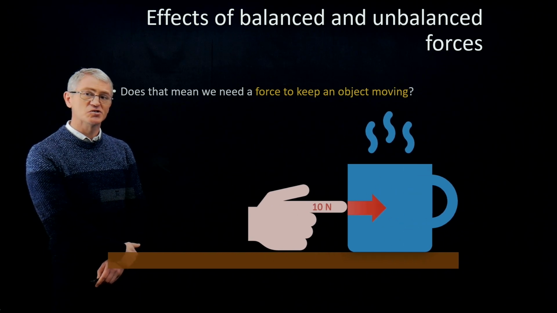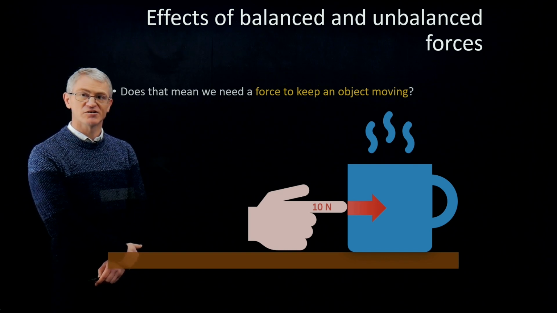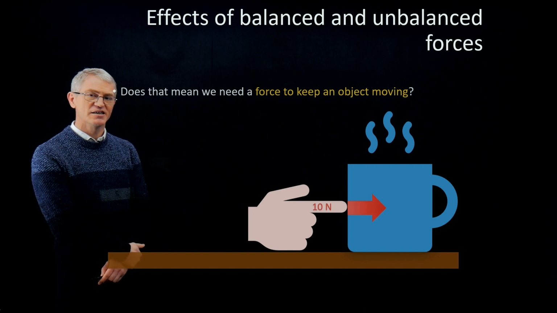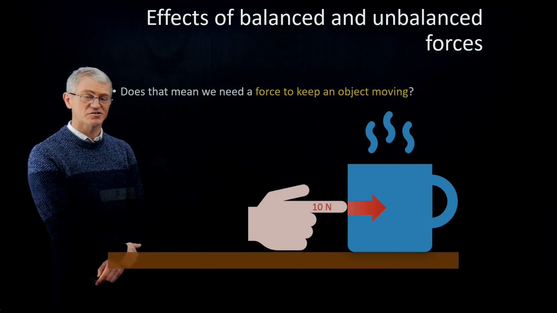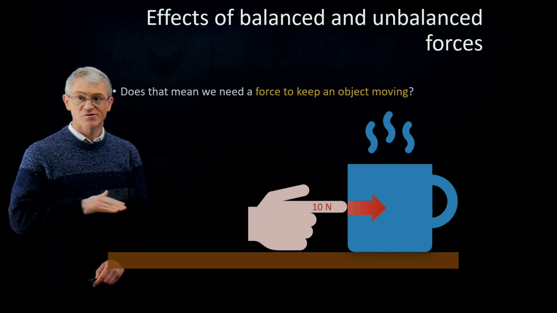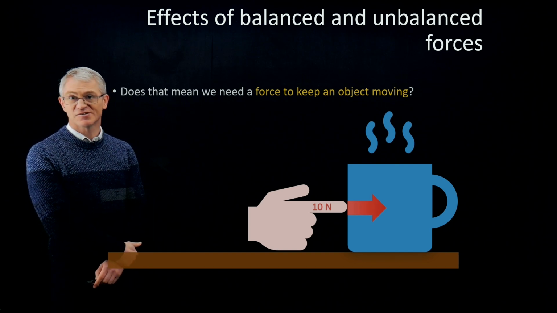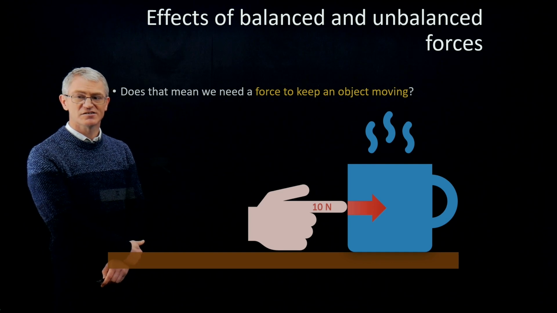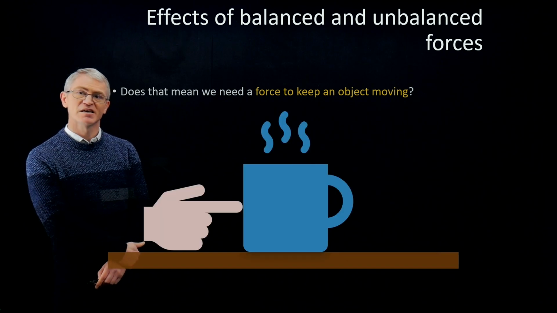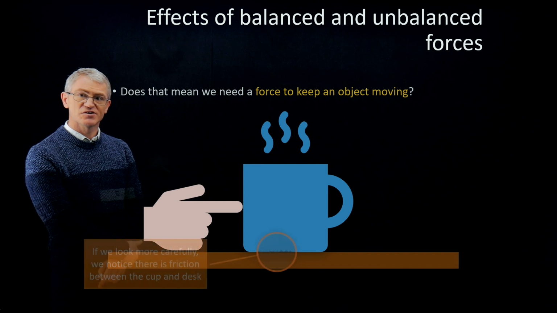Does that mean we need a force to keep an object moving? Well, that's a really good question. Remember I said in the last one that if the object is moving and it's got the same force going backward as it has going forward, it can move at a constant speed. If it's not moving at all in the first place, then it will stay at rest. So let's have a look at it here.